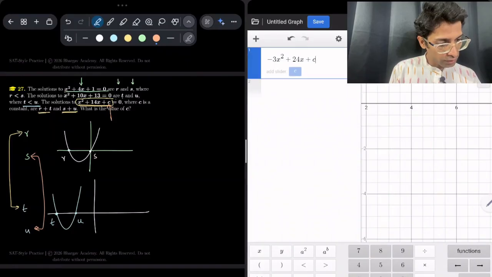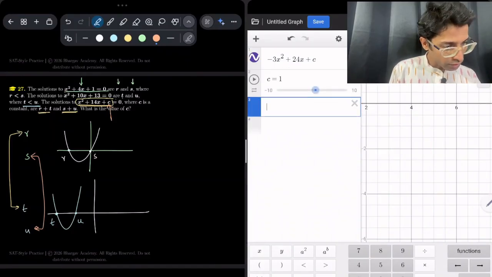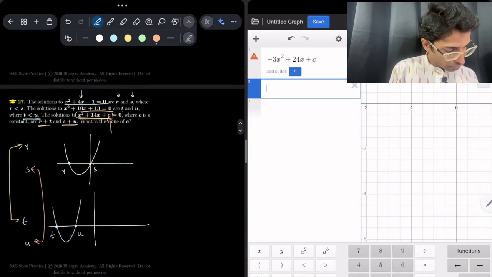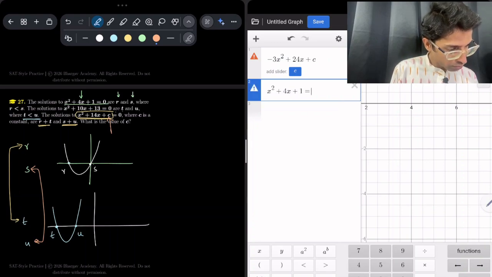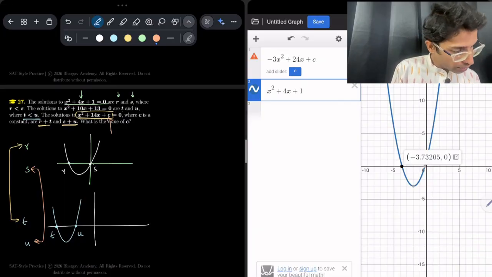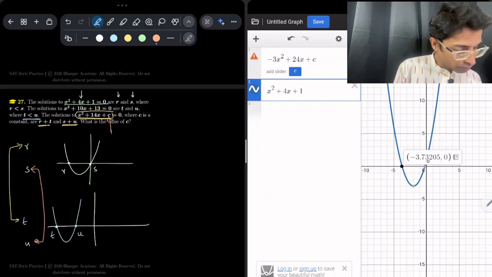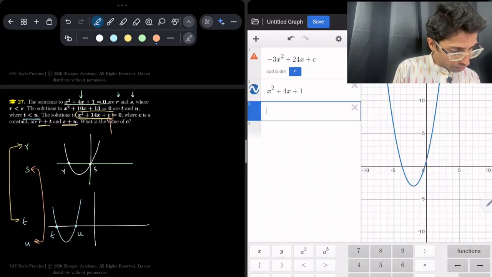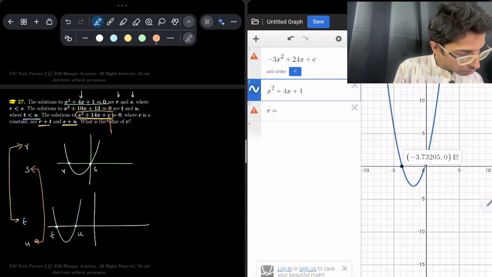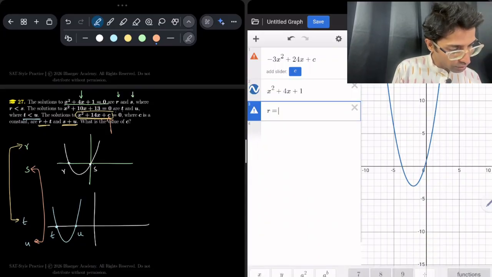Let me take this away so that past memories don't haunt us. Okay, let me substitute the first equation here. Let me type it down for you. X square plus 4x plus 1 should be equal to, okay, let me type till there only and see what is coming out to be. So what do I get here? R is coming out to be minus 3.73205. So let me type that here. R is equal to minus 3.73205.